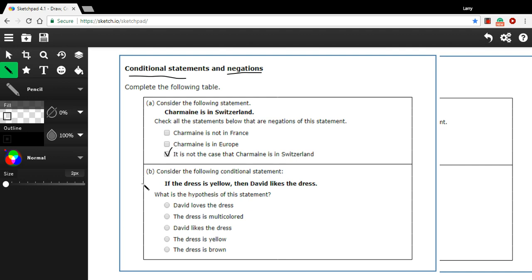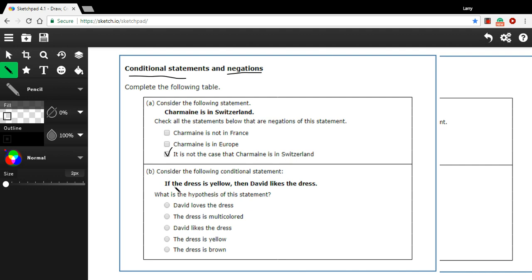All right, let's look at this next one. It says, consider the following conditional statement. If the dress is yellow, then David likes the dress. This is an if-then statement, a conditional statement, and they're divided into two parts. This first part, the part that follows the if, is called the hypothesis, and the part that follows the then is called the conclusion. In this problem, they want us to find the hypothesis.